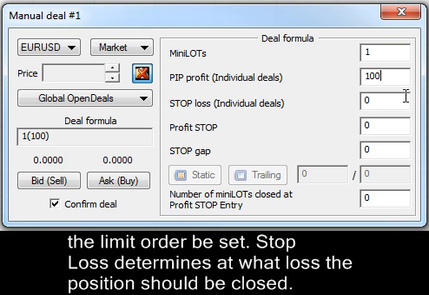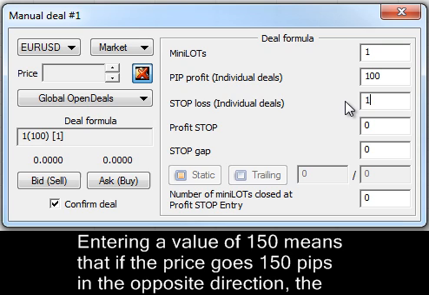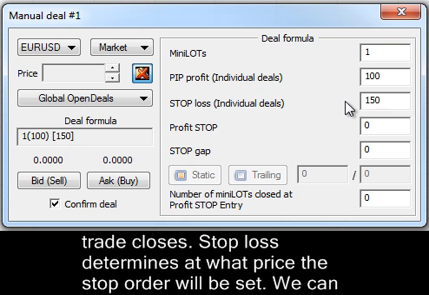Stop loss determines at what loss the position should be closed. Entering a value of 150 means that if the price goes 150 pips in the opposite direction the trade closes. Stop loss determines at what price the stop order will be set.